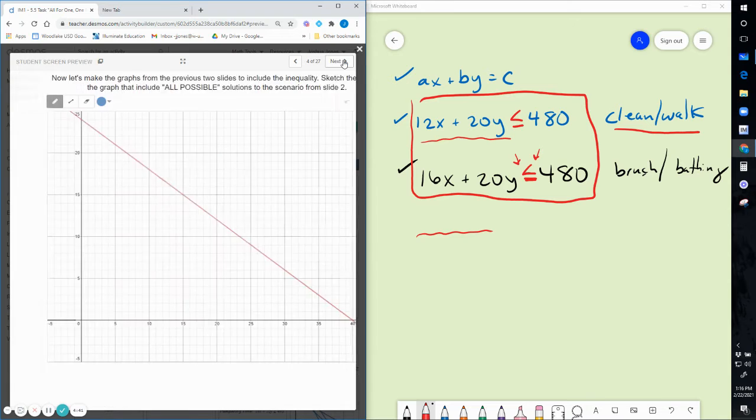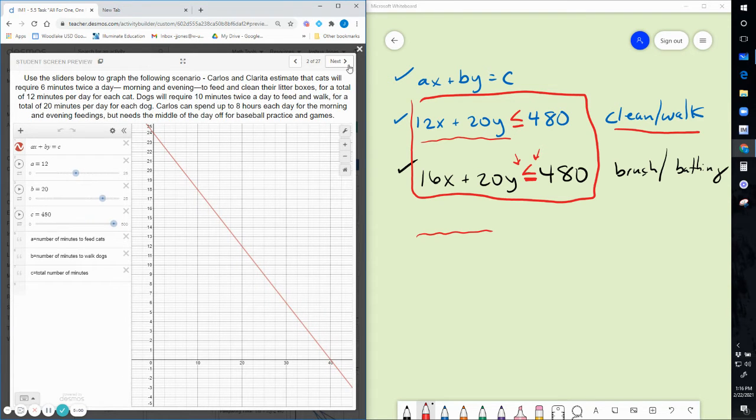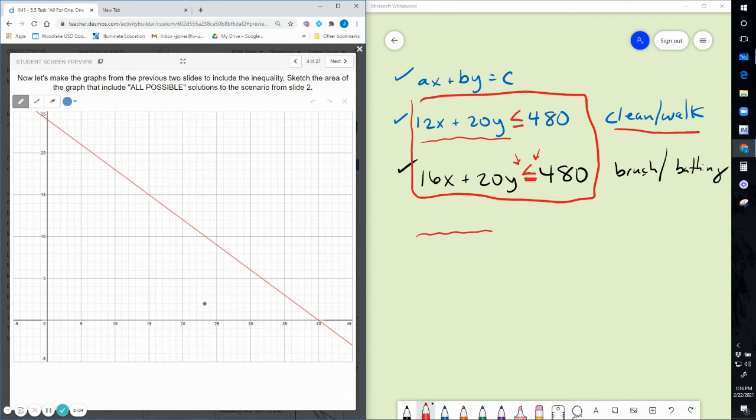All right, next slide. Now what you're going to do, it says, let's make the graphs from all the previous two slides to include the inequality. Sketch the area of the graph that includes all possible solutions. In other words, where are you going to shade this line now? Okay, so this one is the first graph. That's the very first graph, this one, right? Crosses at the 24. So that's this graph again.